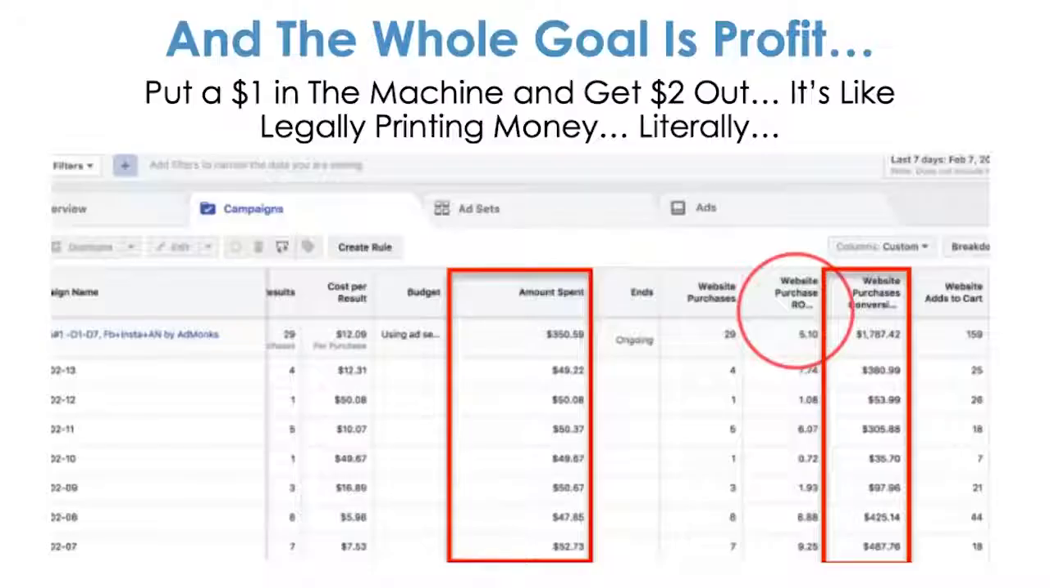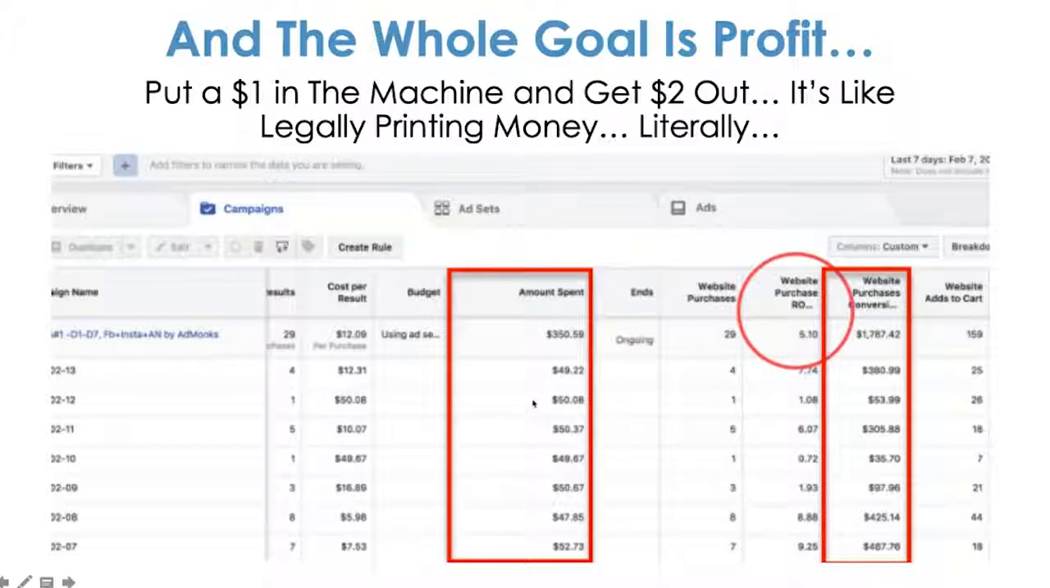Now, what does scaling mean? Basically, first and foremost, before we get into that, the whole goal, guys, is basically profit, right? Put in $1 in the machine and get $2 out. It's legally like printing money, literally. So if you notice this campaign that we were running, $350, a 5 times return on investment, $1,787. Imagine putting $300 into a machine and getting $1,800 back. How powerful would that be?